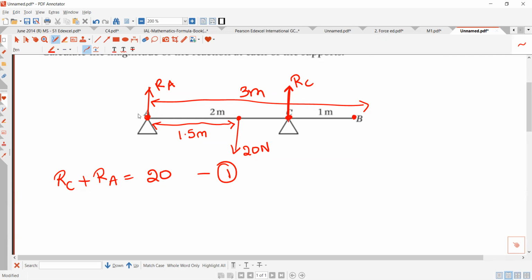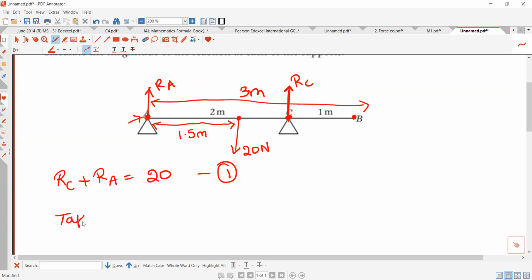In this case, taking A as the pivot is very easy for me. But if you want, you can take B as the pivot as well, or C. You can take even 20 Newton as the pivot. It doesn't matter. You can take the pivot anywhere. But I always try to take a support or the beginning of the rod as the pivot. Online people, you have to say it like this.